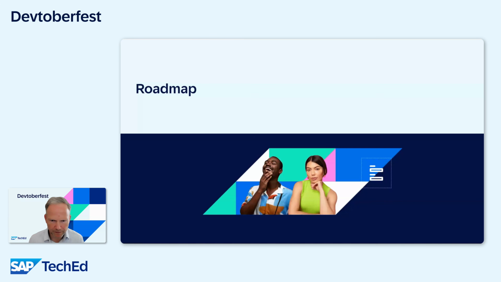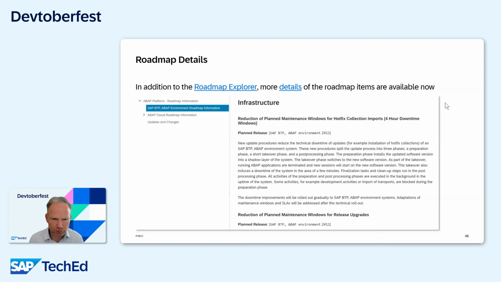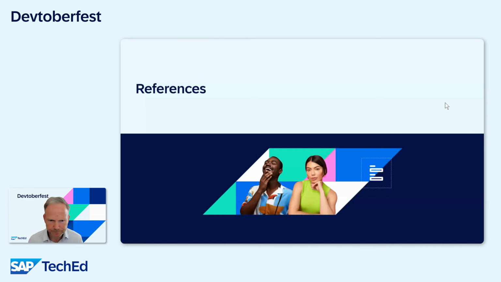And now I would like to add a bit of information about the roadmap. I would like to highlight that we are currently working on the reduction of our planned maintenance windows for HFC, so for hotfix collection imports, but also for upgrades. And another very important and big topic is high availability and disaster recovery, which are basically topics for the next calendar year. You can find all the roadmap details on our external page on help.sap.com, with all the details for these different topics and even also for additional ABAP Cloud topics.